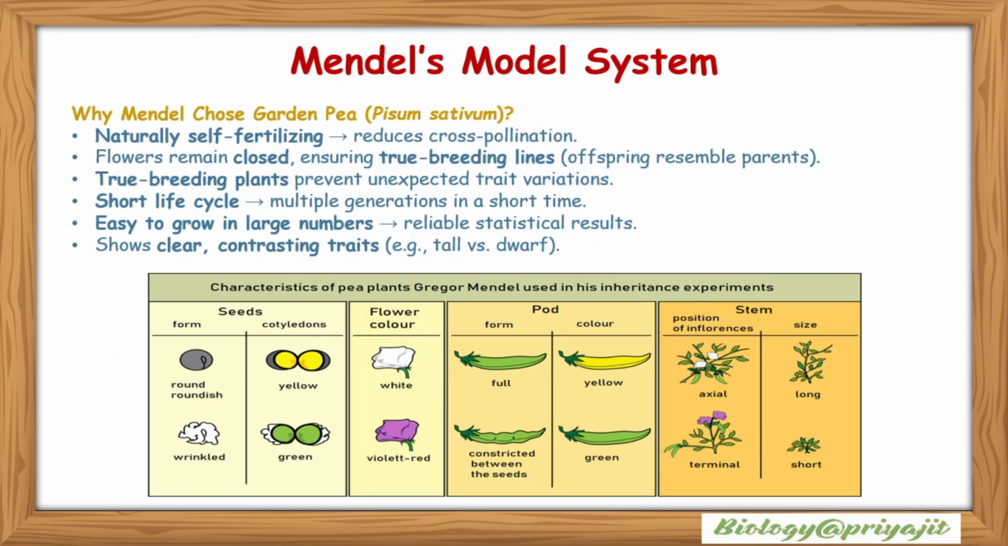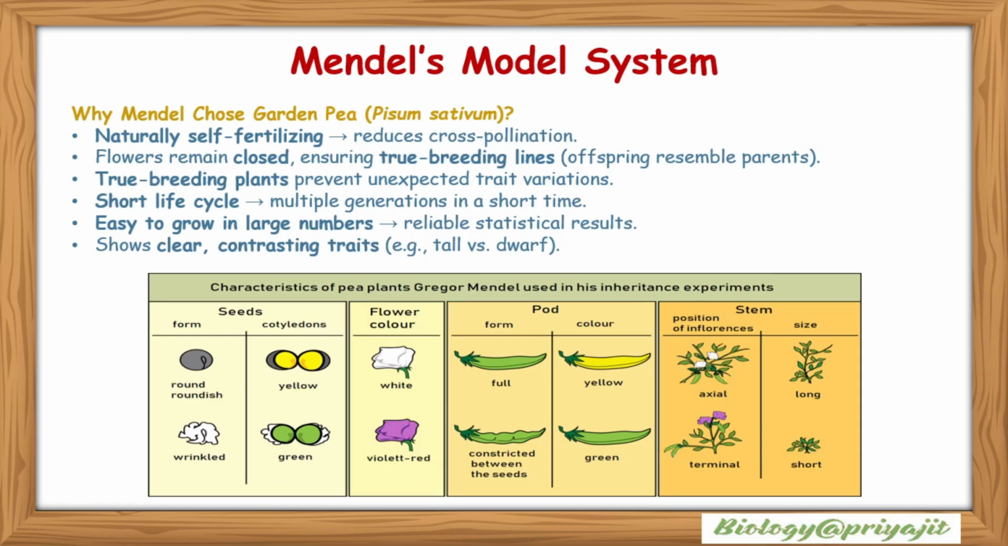So why did Mendel choose the garden pea, Pisum sativum? It is naturally self-fertilizing, so it reduces the chance of cross-pollination. Flowers remain closed, which ensures true breeding lines, where the offspring resemble the parents. True breeding plants prevent unexpected trait variation. They have a short life cycle, giving multiple generations in a short time. They are easy to grow in large numbers and give reliable statistical results.